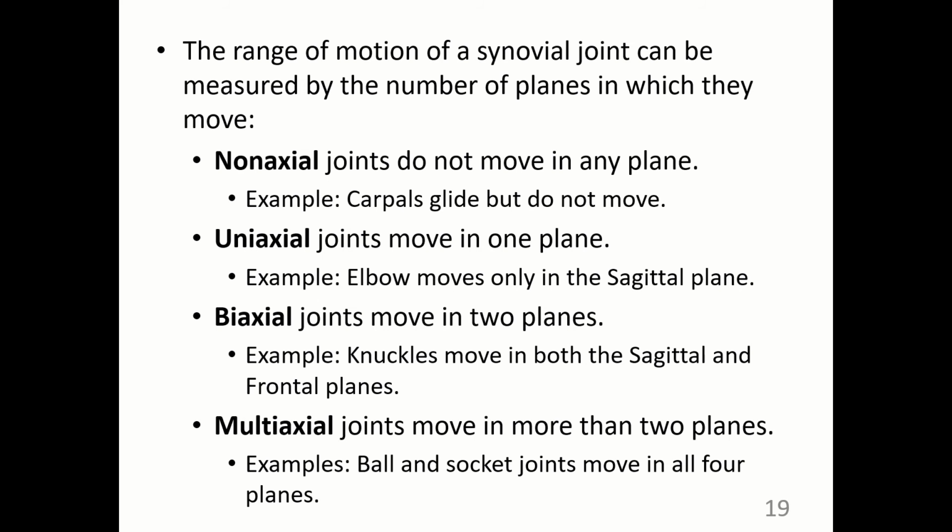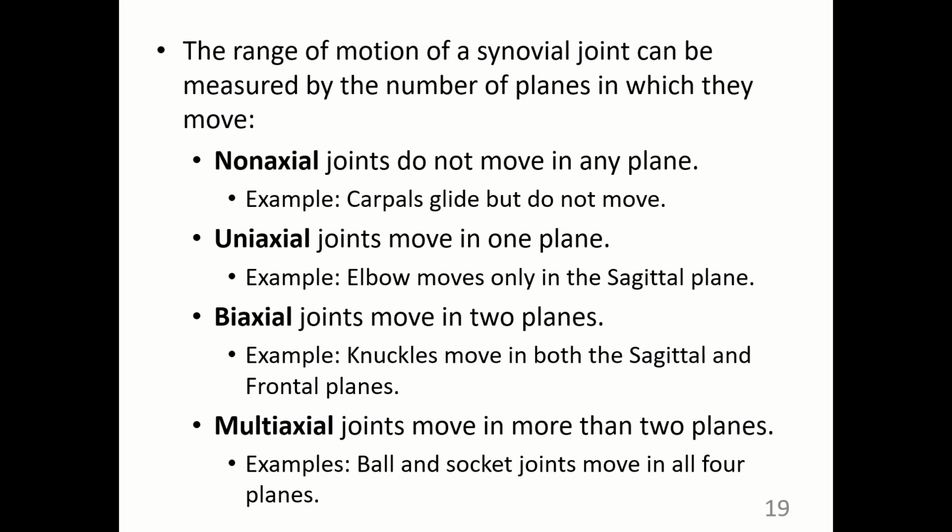Uniaxial joints move in one plane. For example, the elbow joint moves only in the sagittal plane. Biaxial joints will move in two planes. For example, the knuckles between your digits and your metacarpals. They move in both the sagittal and the frontal planes. So you can flex and extend your fingers, and you can also abduct and adduct, meaning you can spread your fingers apart and then pull them back together. That's a biaxial joint.